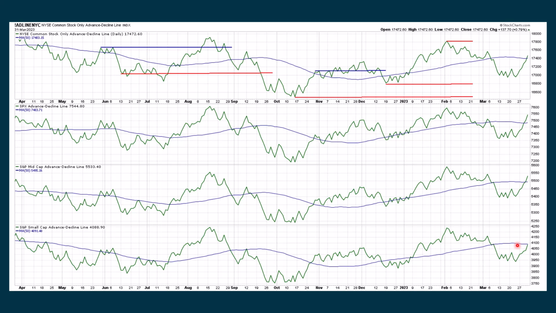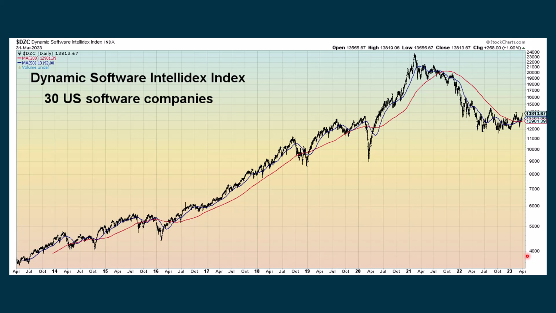Some other areas that we look at, on the top we have the NYSE Common Stock Advance Decline line. When we're going back above the moving average, that is more positive. Then we look at the S&P, which is also turning more positive above the moving average. Mid caps are also showing improvement, but small caps are lagging a little bit. They're still right on the moving average. We look at the 30 biggest software companies, which gave us a recent golden cross and have been showing some nice strength as of late.